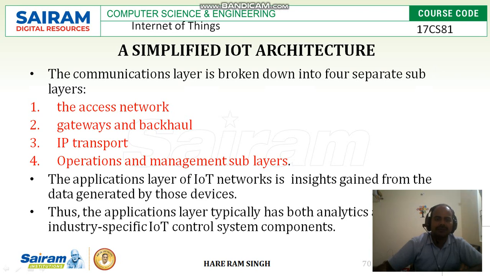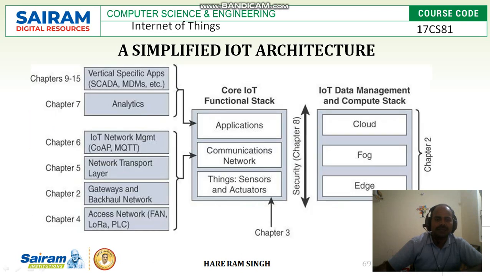The applications layer of an IoT network is the insight gained from the data generated by those devices. Here it is all related with the insight view of the data present. Which core data are important from the business point of view? What are the advantages? What information can we extract from the raw data? All these things will be concerned here.